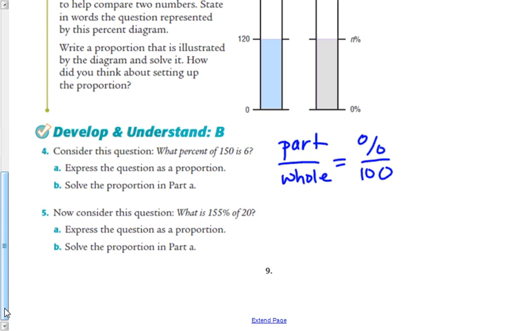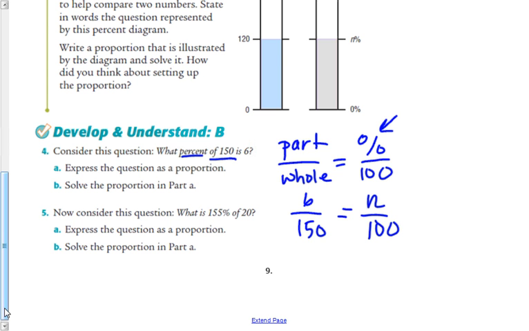In this problem, we're missing the percent, so we're going to use a variable to represent that. So where this percent is, we're just going to put the variable n. And the 100 is always there. And then we just have to figure out what is the part, what is the whole. Since it says what percent of 150, it's like out of 150, that's the whole. Whatever it's out of is the whole. So out of 150. And the part is, we want to know what 6 out of 150 is as a percent. So 6 is the part.